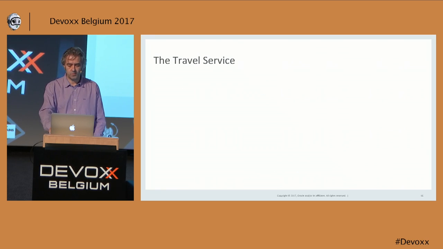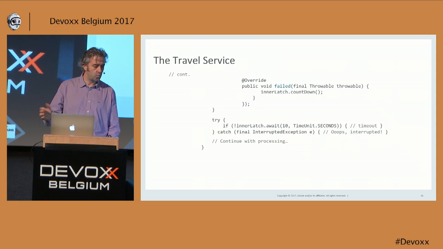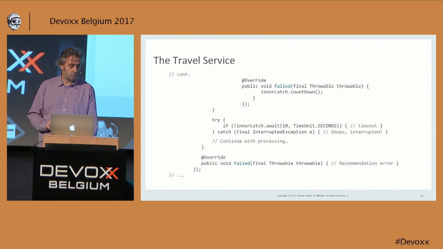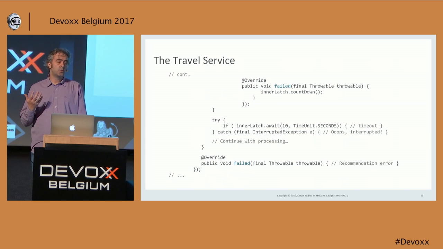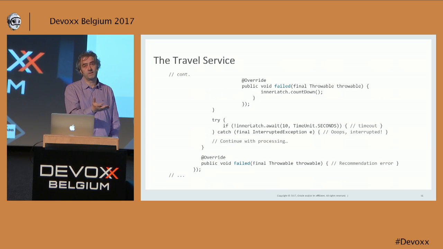And obviously, we also have to deal with the error. So we have to implement the failed callback for the two invocation callbacks that we have. So I guess you see where I'm going. This is basically going to be a mess. It's what we tend to call the callback hell.